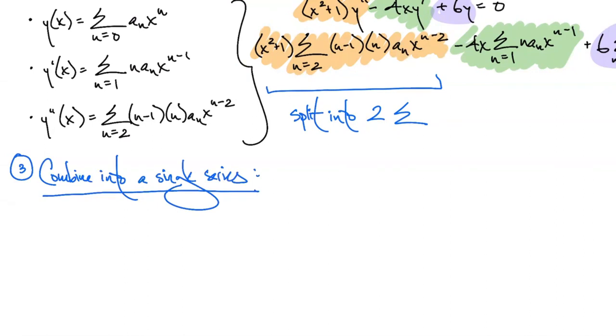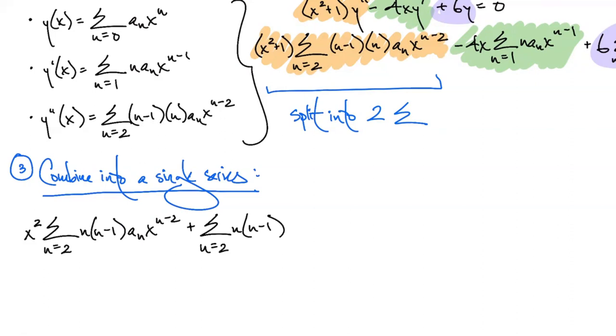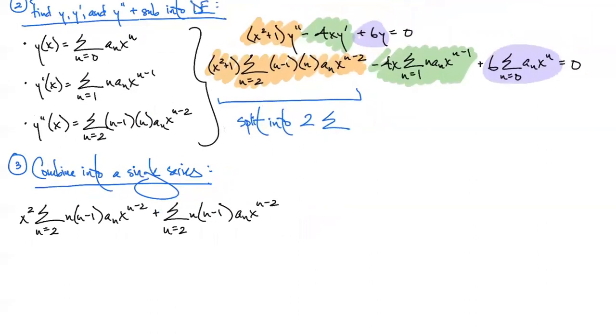All right, so here we go. Let's be really careful about our work, okay? So I'm going to have x squared, the sum from n equals 2 of n minus 1 a sub n x to the n minus 2. That's the x squared distributed. Plus, when I distribute the 1, then I'll just have that. Okay, so these 2 that I just wrote came from the orange blob above. I'm going to go ahead and keep the other 2 pieces the same.